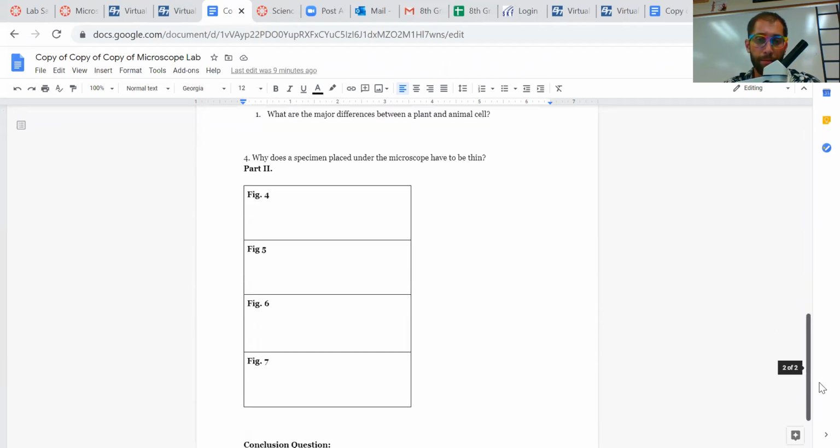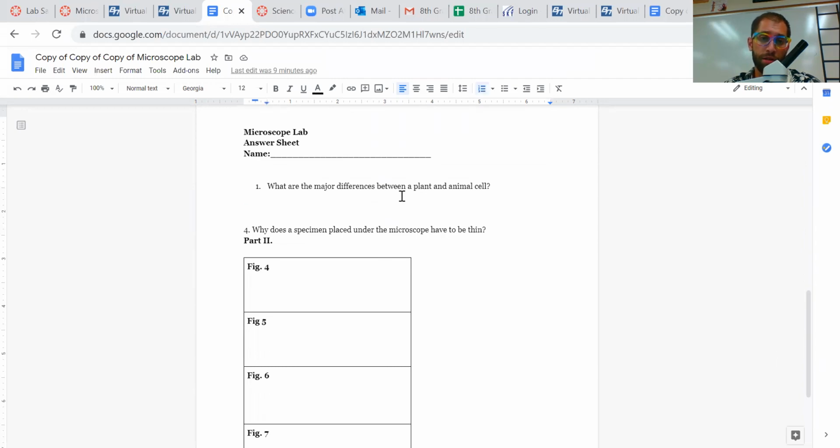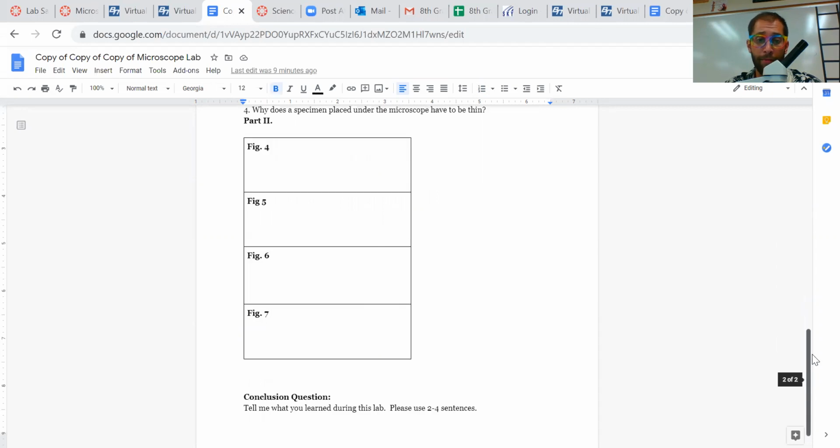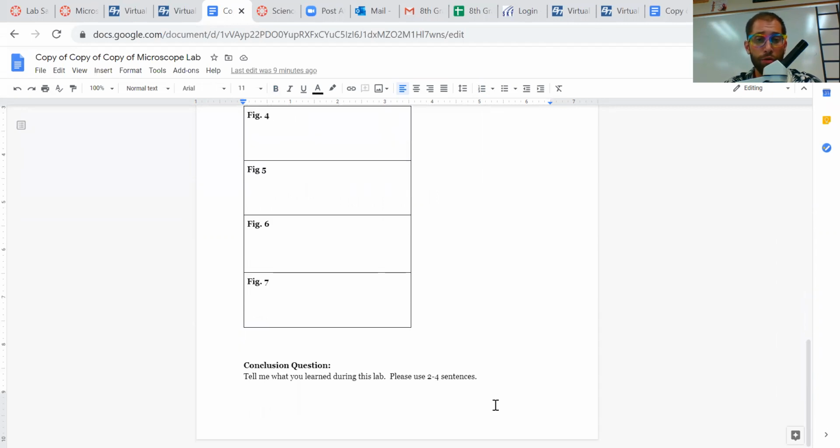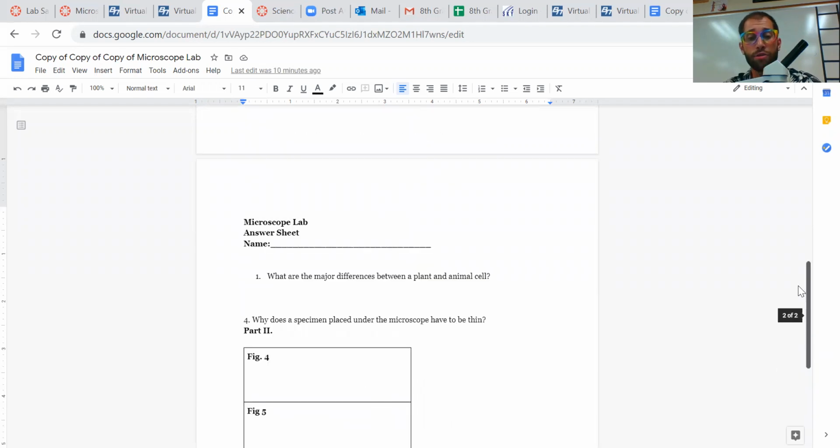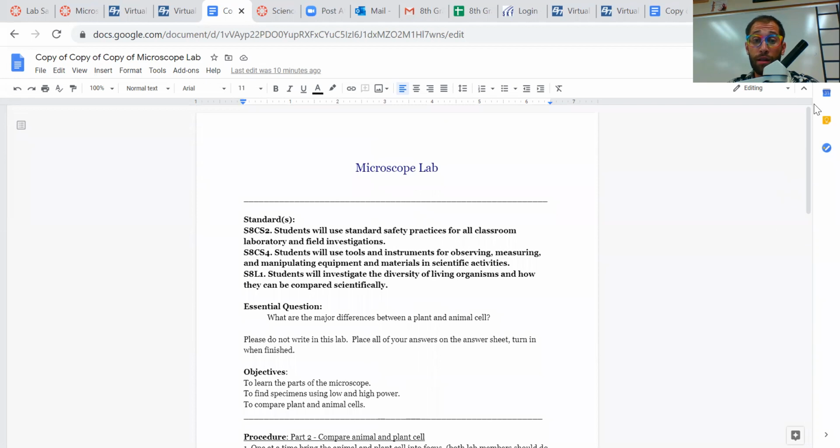Then at the end, we should have been able to look up at the beginning, what's the difference between a plant and animal cell? Why does a specimen placed under the microscope have to be thin? And then write 2 to 4 sentences telling me what you learned in the lab, complete sentences. Then you should turn in this document with these answers and the pictures you drew by hand. This will count for the lab.